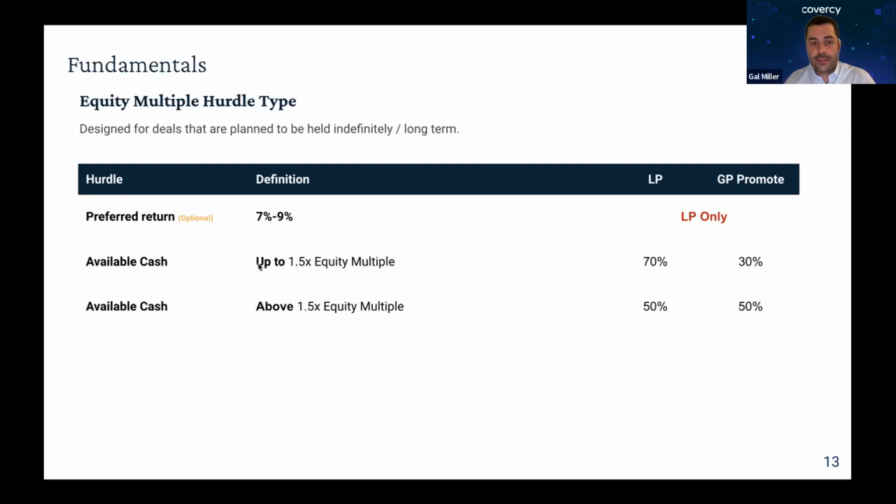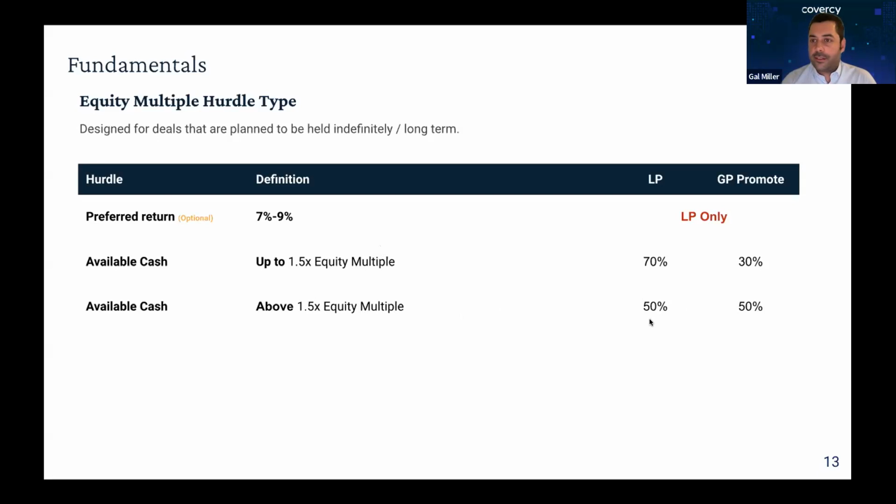The first one is up to 1.5x of the investor's investment. At this point, the investors will receive 70% of the distributions, while the GP will receive 30%. Then, after 1.5x equity multiple is achieved, the second hurdle will start being effective, and it will be a 50-50 split.